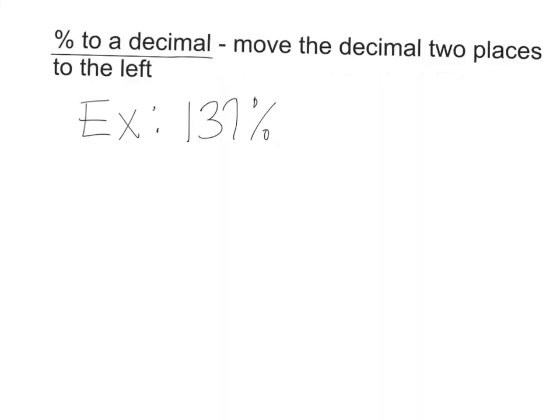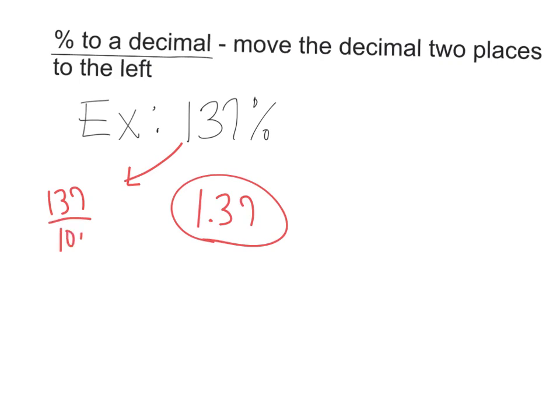Just to mention again, to change a percent to a decimal, we can move the decimal 2 places to the left. So 137% is going to end up just being 1 and 37 hundredths as a decimal. Again, if you want to say it's 137 over 100, and then as a mixed number that's 1 and 37 hundredths, and then go to your decimal, that's fine. But if you just know this shortcut, then you can get to your answer quicker if you want to do it that way.